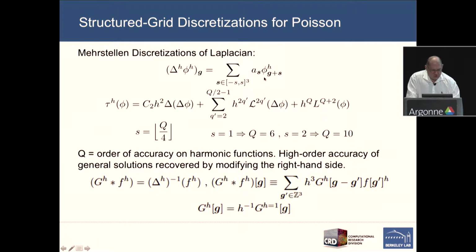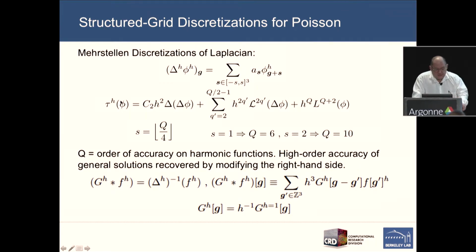Laplacian h phi h is equal to the sum of shifts. So you shift by some tuple s, and you multiply by a coefficient that depends on the amount you're shifting. Multiply that times phi of g plus the shift, and then sum over some set of shifts. So 7-point operators in 3D, other things look like this.